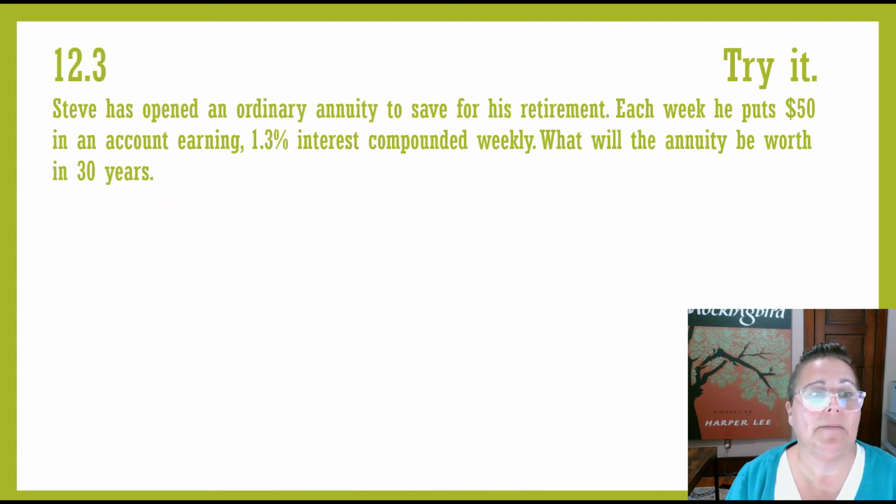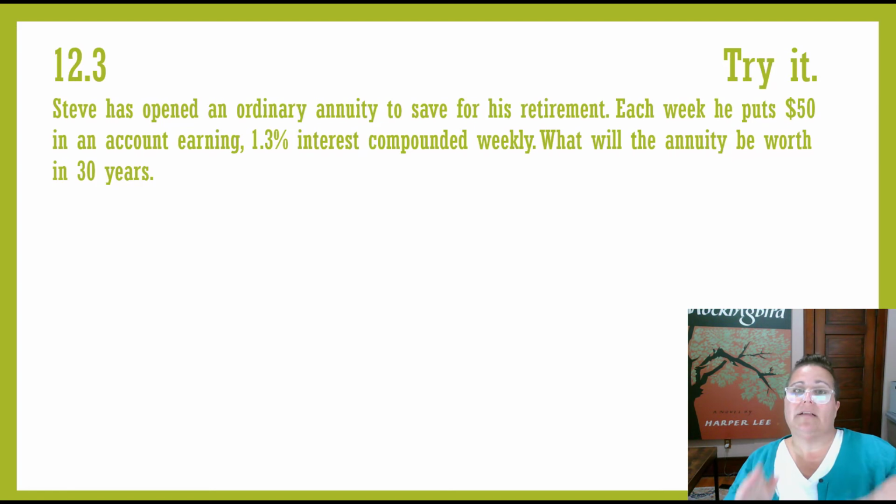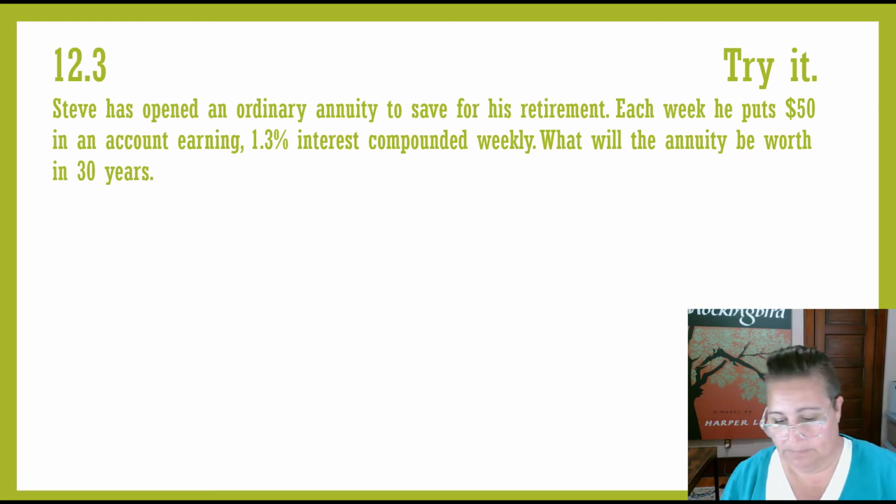Let's try the second problem. Steve is going to open an ordinary annuity to save for retirement. Each week, he is able to put $50 into an account, earning 1.3% interest compounding weekly. What will the annuity be worth in 30 years? So we have a low amount here of $50. We're compounding weekly. That's 52 times in a year because there are 52 weeks in a year. But the best thing we've got going for us is 30 years till retirement. Now, I'm not going to work until I'm 80, so that's not going to work for me, but it might work for some of you.